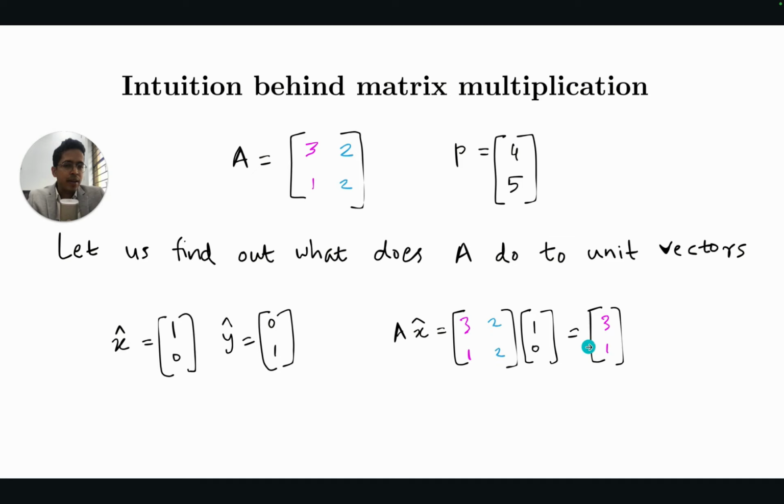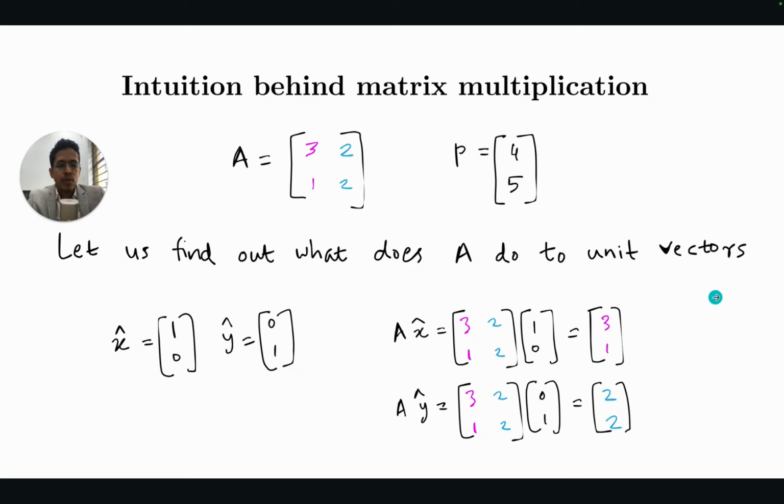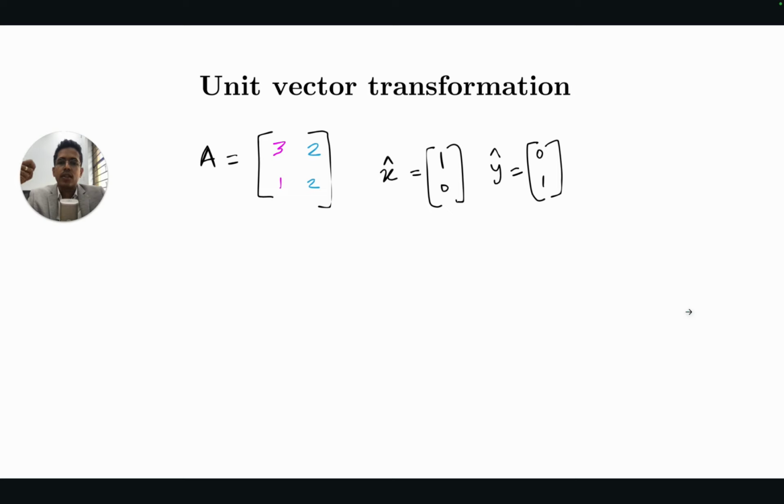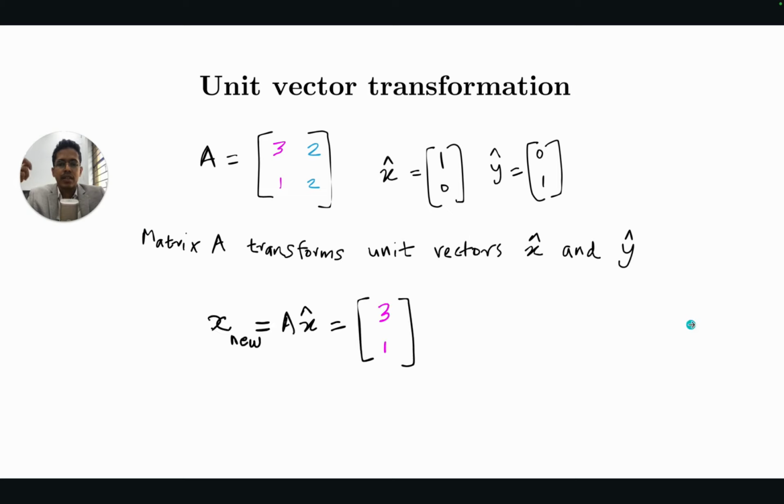So do you see what happened here? The matrix A transforms the unit vector x cap in such a way that the resultant vector is the first column of the matrix A itself. So that's why I have denoted it in pink. And what happens to unit vector y? When matrix A is multiplied with unit vector y, it transforms the unit vector y such that the result is the second column of the matrix A. So this is a very interesting insight, because you can call this essentially a unit vector transformation.